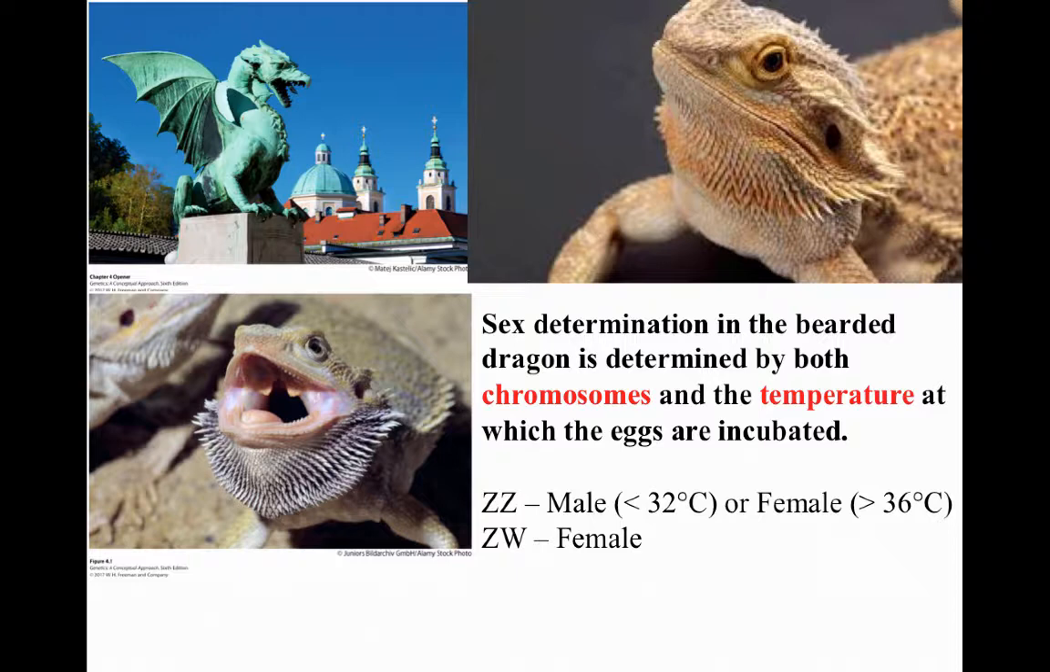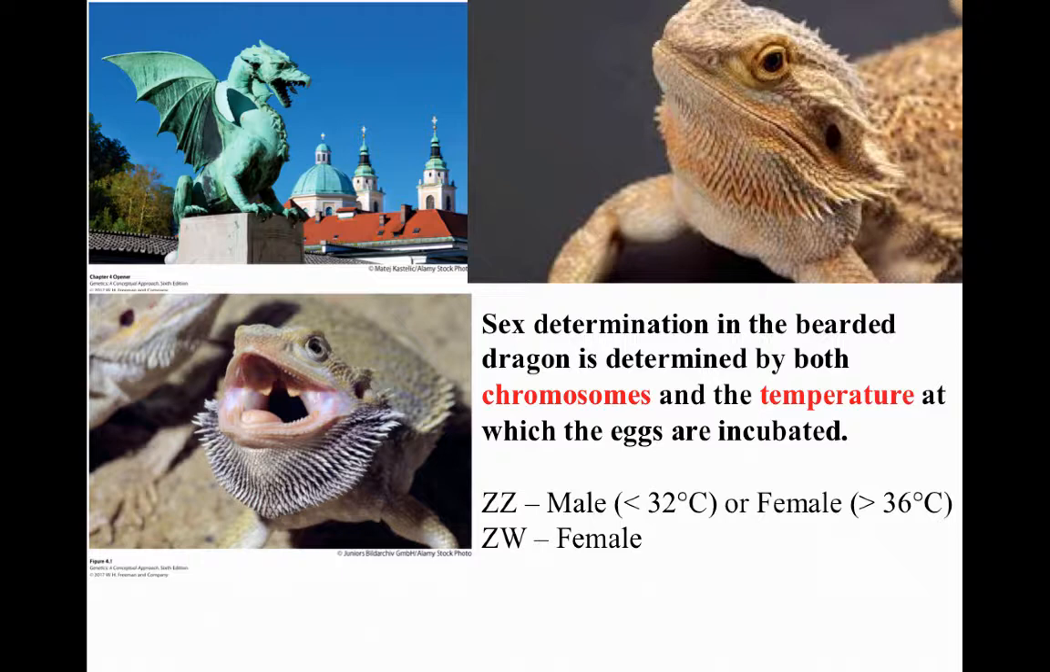All right, so the story that the book starts out with is really pretty interesting. It starts talking about bearded dragons, and this bearded dragon that they've studied pretty intensely occurs in Central Australia. The unique part about this bearded dragon is that sex is determined in this species by two major factors: both the chromosomes that the individual possesses and the temperature at which the egg was incubated. So, this is a chromosomal by environmental sex determination system.